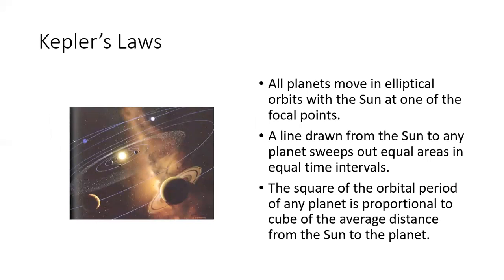Kepler's laws. All planets move in elliptical orbits with the sun at one of the focal points. A line drawn from the sun to any planet sweeps out equal areas in equal time intervals. The square of the orbital period of any planet is proportional to the cube of the average distance from the sun to the planet.